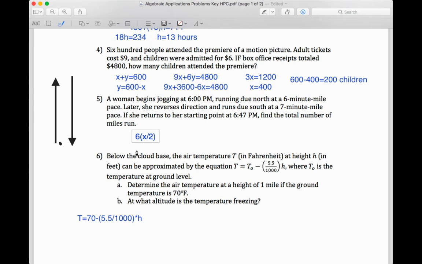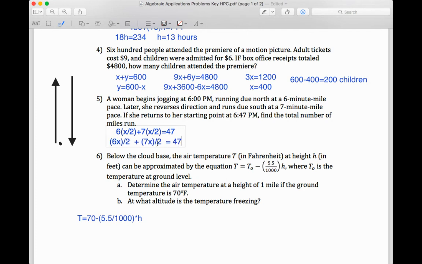So each of them represents 1/2 of her total distance traveled. So I take her speed times half the number of miles plus her speed coming back times half the number of miles. And that has to be equal to the total time she spent out running, which was 47 minutes, because I know she started at 6 and ended at 6:47. Okay, so I can go ahead and put these fractions together. Let me rewrite it. So it's going to be 6x divided by 2 plus 7x divided by 2 equals 47.